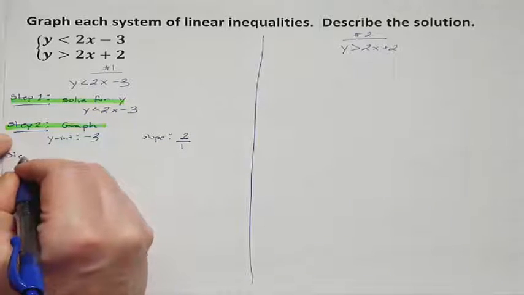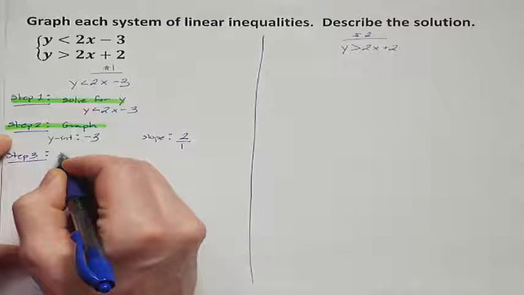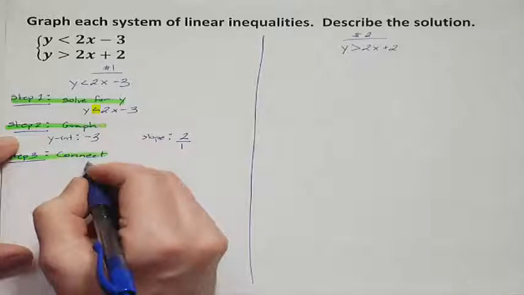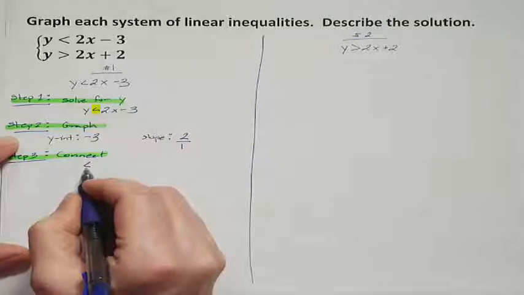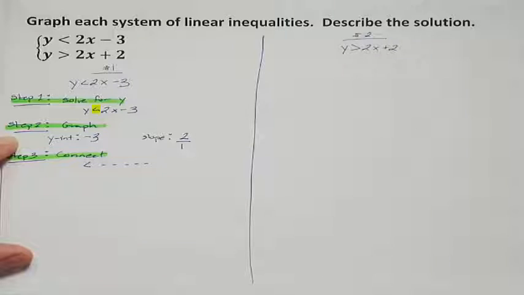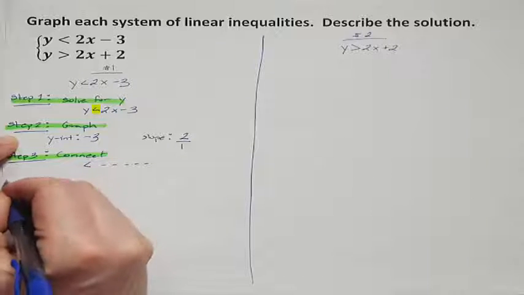Step number 3 is how do we actually connect this when we graph it? To figure out how to connect, you look at the symbol. This is the symbol that we are graphing. This is not equal to. There is no equal to sign. If there's no equal to sign, then it's going to be a dashed line.